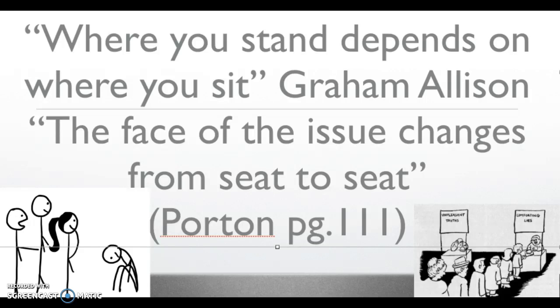Now, the quote on the screen that you see before you is something that I've heard time and time again as a person who really enjoys history. And it says, "Where you stand depends on where you sit." And I've also heard the phrase, "The face of the issue changes from seat to seat." History isn't always about what's right. Answering questions in math and science, you're trying to provide a right or correct answer. And in social studies or in history, that's simply not the case.